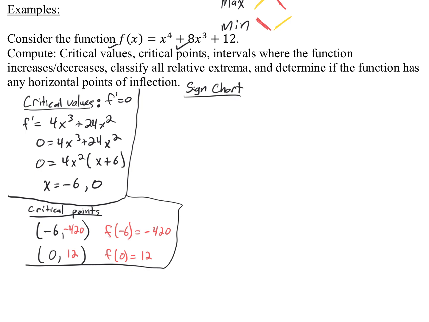Now, a sign chart is just a number line where the only numbers you need to record are the numbers of interest, those critical points. We absolutely have to label this sign chart. This is going to be a sign chart of your first derivative, so I'm going to call it a sign chart of f prime.